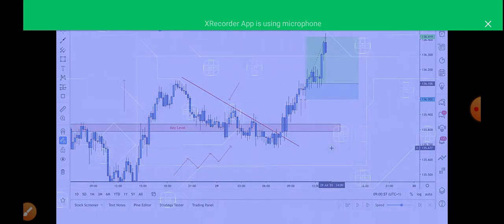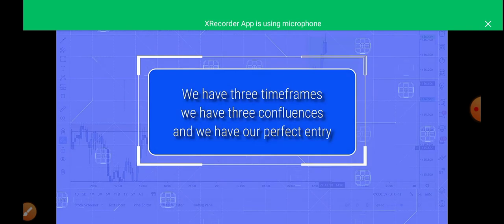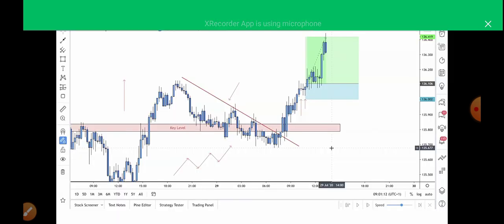We have 3 time frames, we have 3 confluences, and we have our perfect entry. Perfect entry does not mean it needs to win, but it just means that the odds are more likely to be in our favor than not. And that is how we do multiple time frame analysis, the ROX FX style.